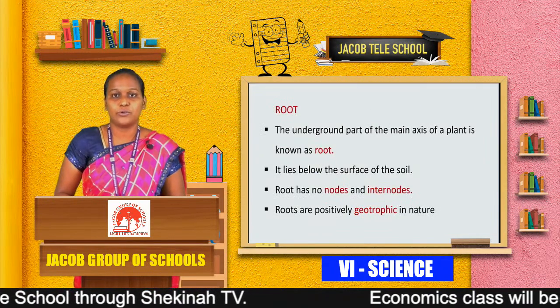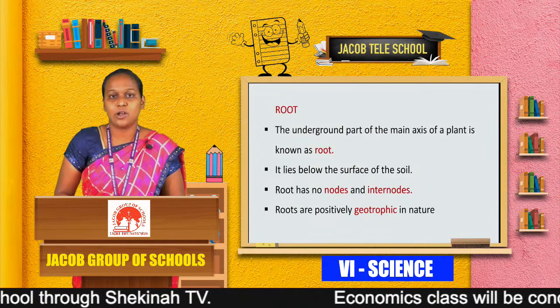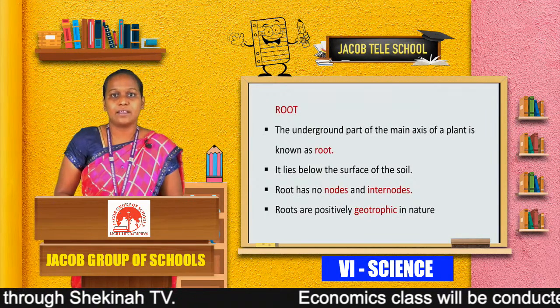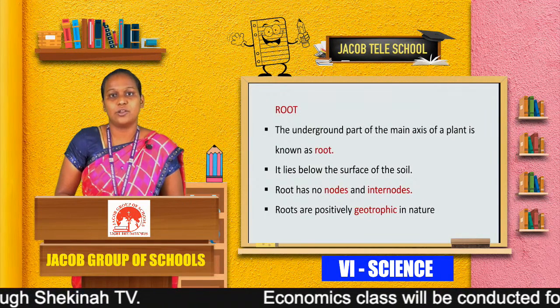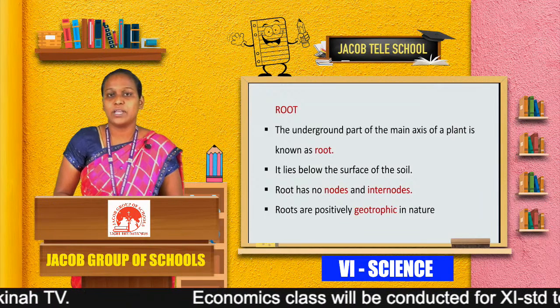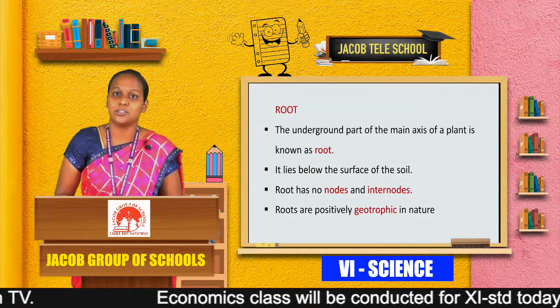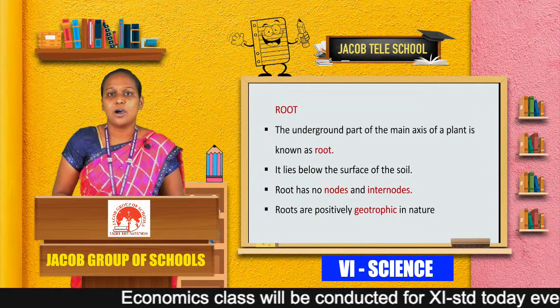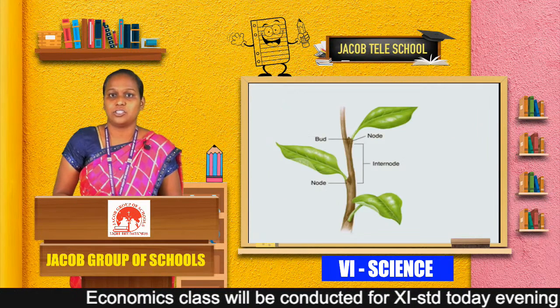So this is about the root. What is root? The underground part of the main axis of a plant is called root. It lies below the surface of the soil. A root has no nodes and internodes. Roots are positively geotrophic in nature.